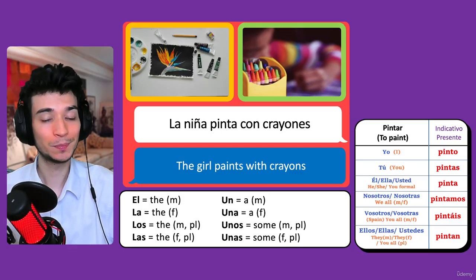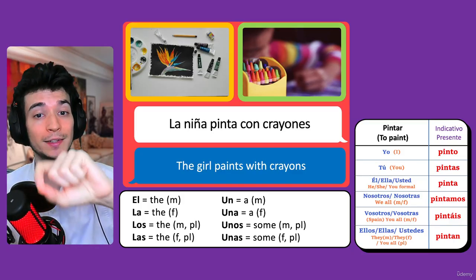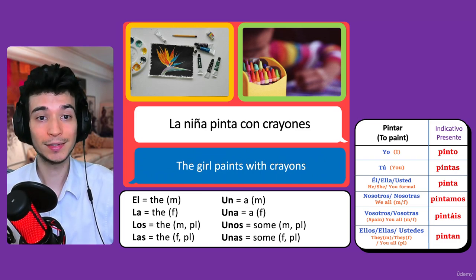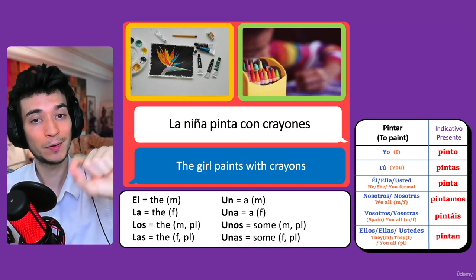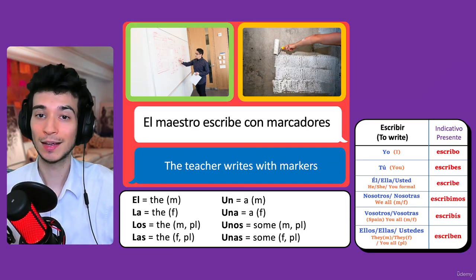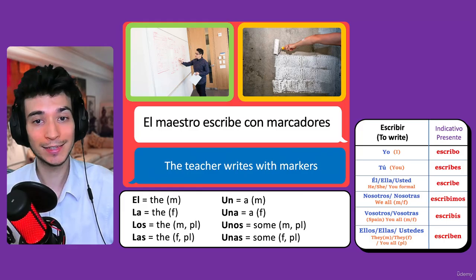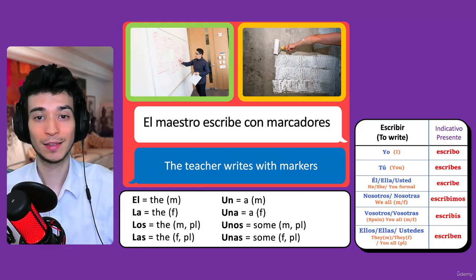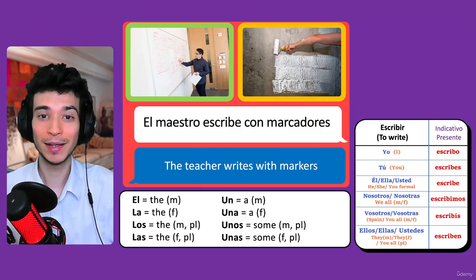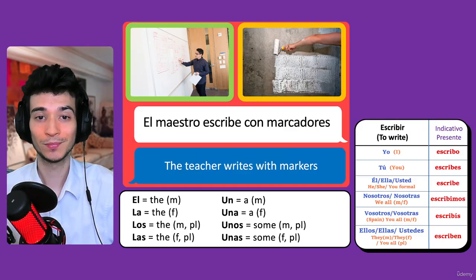And another example. La niña pinta con crayones. The girl paints with crayons. Another example. El maestro escribe con marcadores. The teacher writes with markers. El maestro escribe con marcadores.